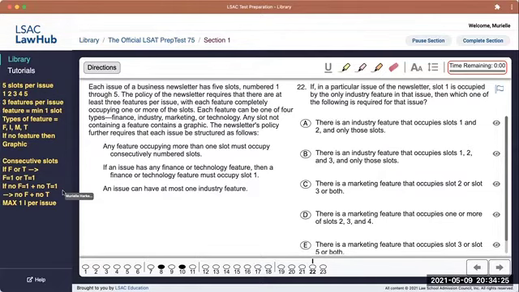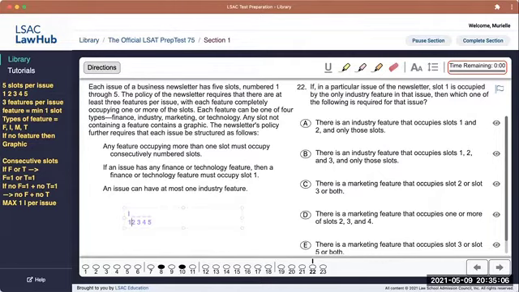Okay. So if there's industry in slot 1, and of course that's the only industry feature in the issue, what do we know is going to happen, and what can we deduce is possible? I'm going to go purple. So slot 1 is industry. We have I, and it's the only industry feature, but does that mean that it's the only slot occupied by an industry feature?